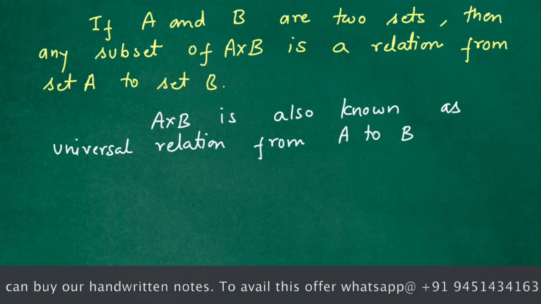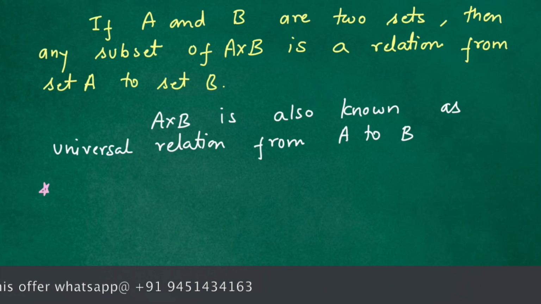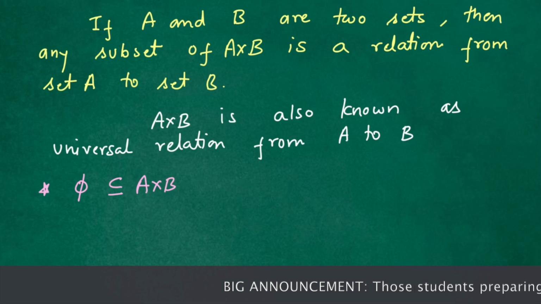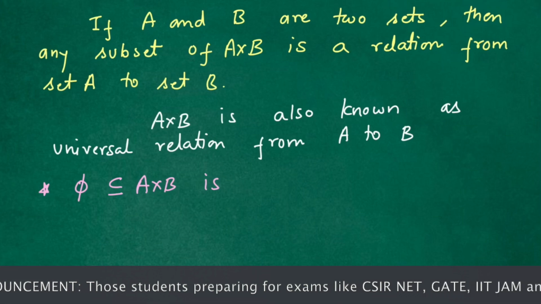Now let's see some key points. We know that the null set phi is always a subset of any set. So phi is a subset of A cross B. So this phi is a null or void relation from A to B.